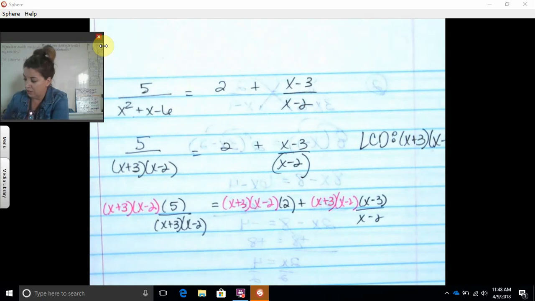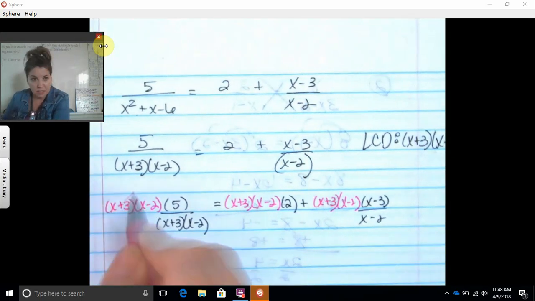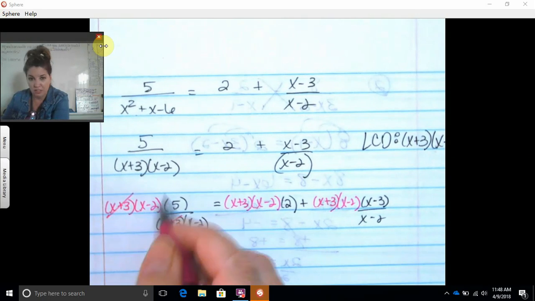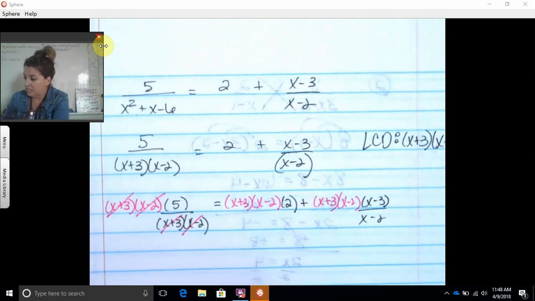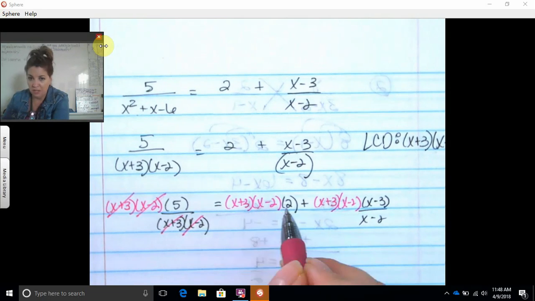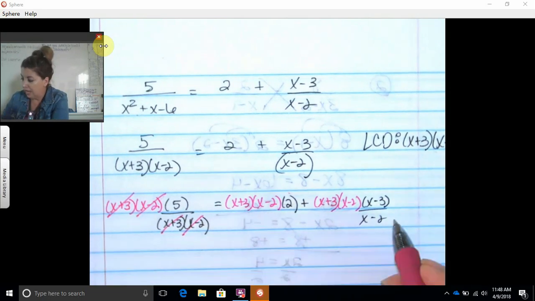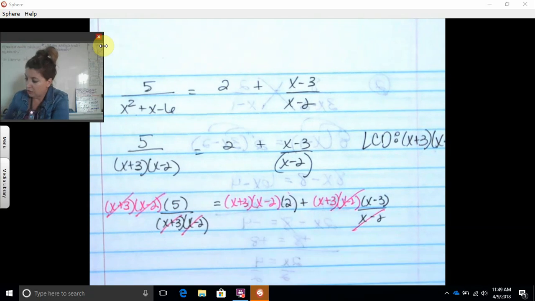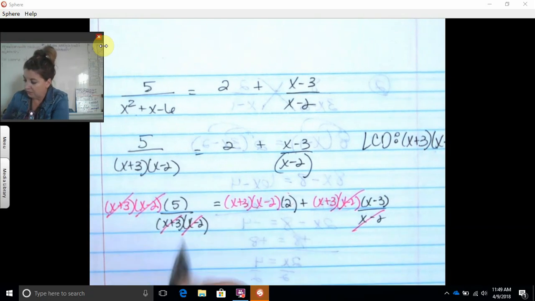So in my first term, x plus 3 divided by x plus 3, that's 1, or we say it cancels. The x minus 2 cancel. In the second term, my denominator is 1, so nothing will cancel, and I'll have to multiply all this together. And then my last term, x minus 2 and x minus 2 cancel. Right on? So in the first one, the only thing I have left is a 5.